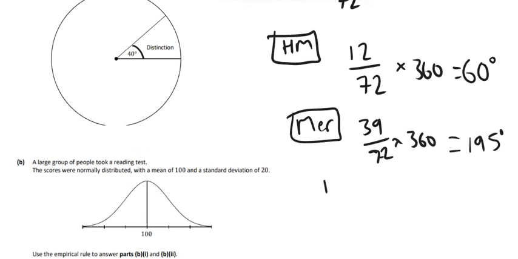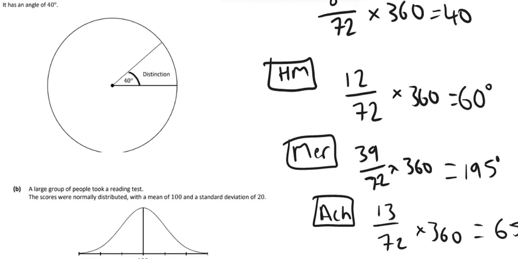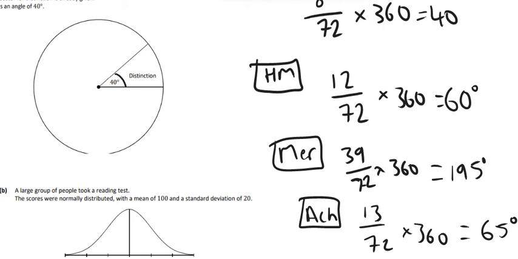So there's 13, I think. So 13 over 72 times 360. And that's 65 degrees. So when you're putting them in the pie chart, I can't do it here properly because I don't have a protractor. Can't really do it here.